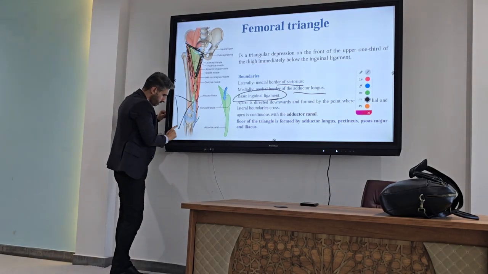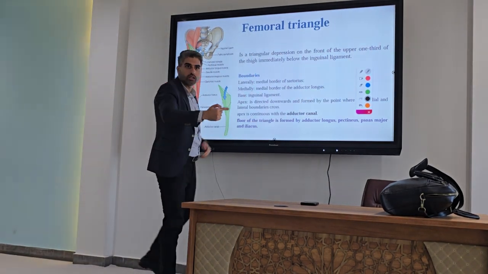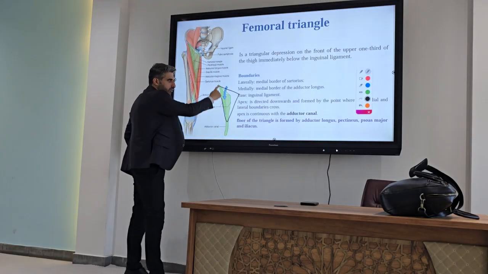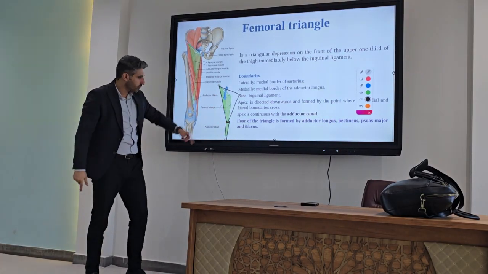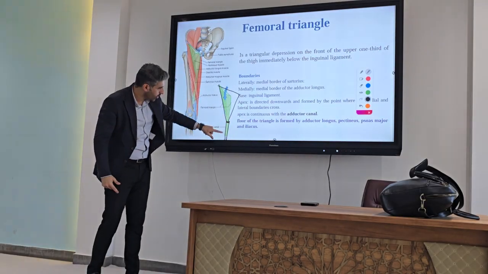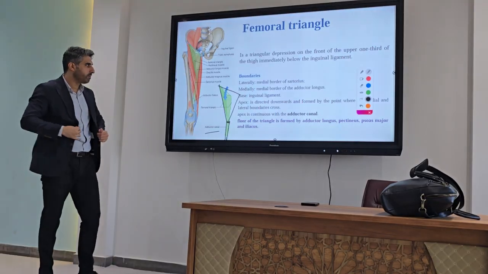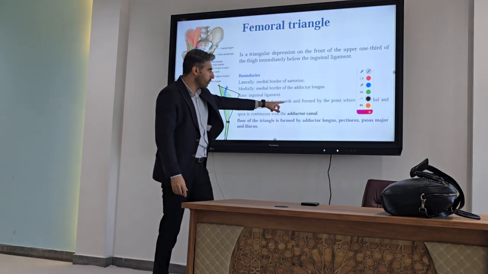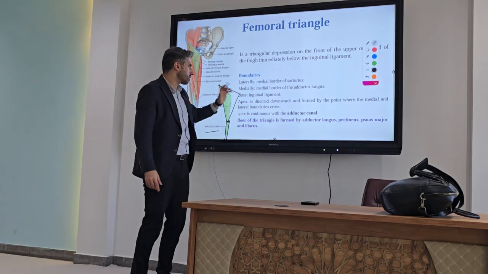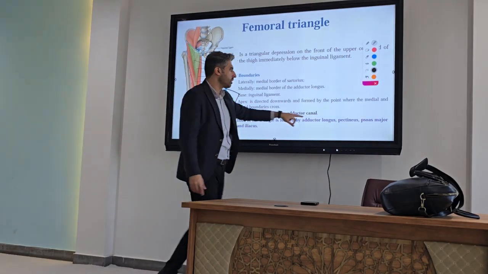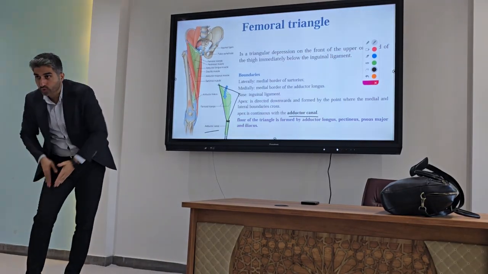The apex is here. The apex of the triangle opens to the adductor canal, because in the upper one third we have the triangle, and in the middle one third we have the canal. The apex points directly downward and forms the point where the medial and lateral boundaries cross. The apex is continuous with the adductor canal. After the apex, you go to the adductor canal.